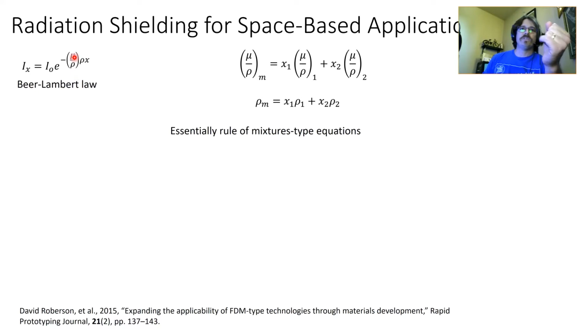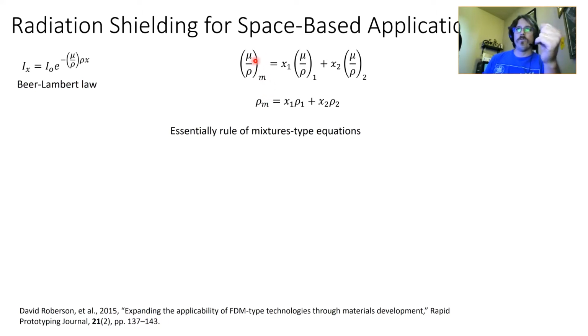Okay, so mu is the linear absorption coefficient, rho is the density of the material, and that's again the density of the material. This is a convention thing, and we'll talk about it a little bit later. What we were doing was dealing with thermoplastic-based printers, and we wanted to make a tunable radiation shielding. If you want to calculate how well your tunable shielding is going to perform, you have to get a mass absorption coefficient for your mixture.